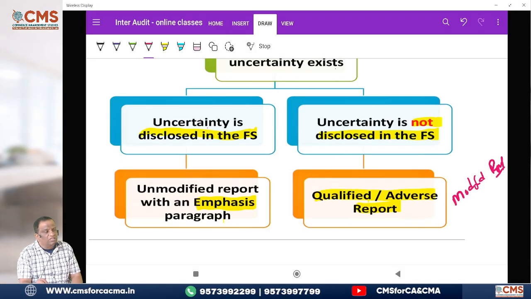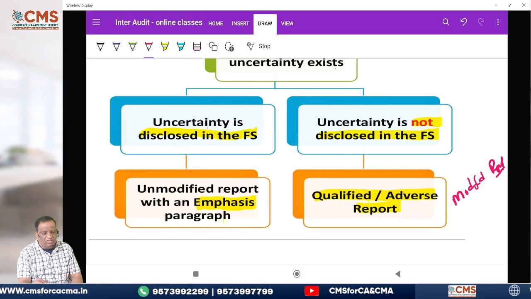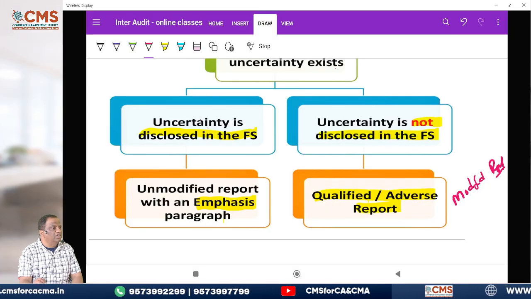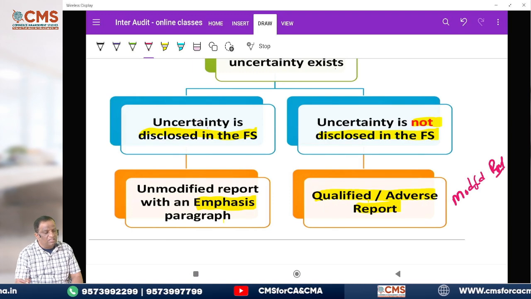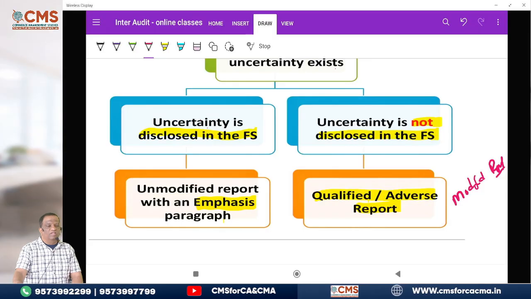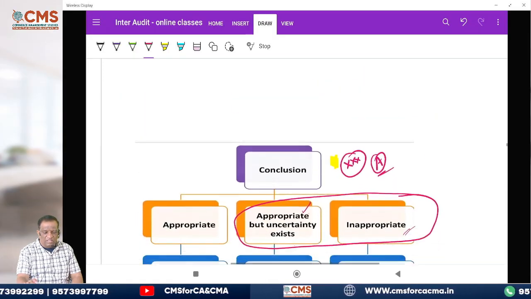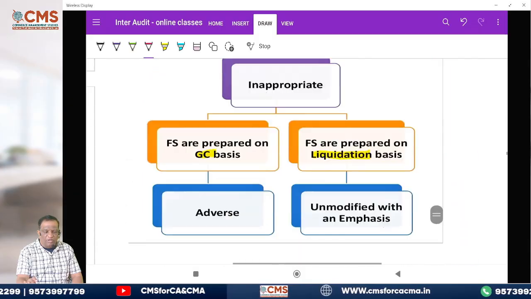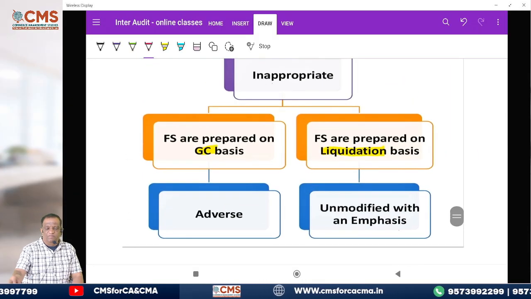Wherever there are uncertainties, disclose them. If the management is disclosing them, then the auditor will simply give an emphasis of matter. But if the management is not willing to disclose, but there is an uncertainty, then the auditor will say no, you can't continue, and will issue a modified report. Let me give you that comfort: I'll complete the inappropriate case and then we will revise, because this is what you will get in the examination.